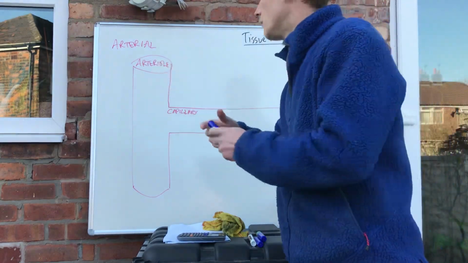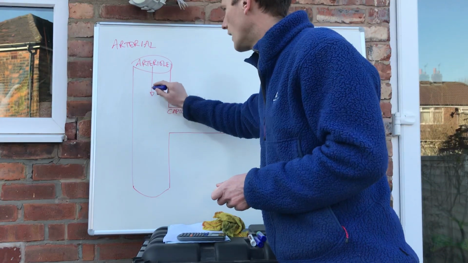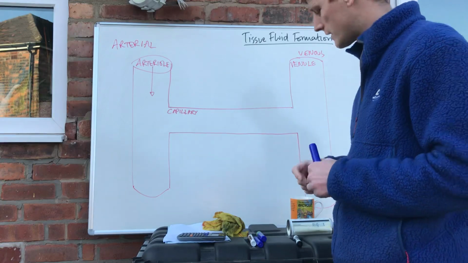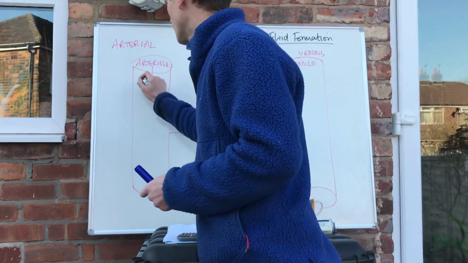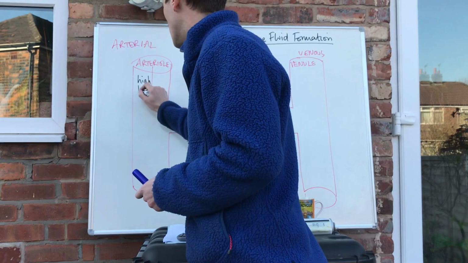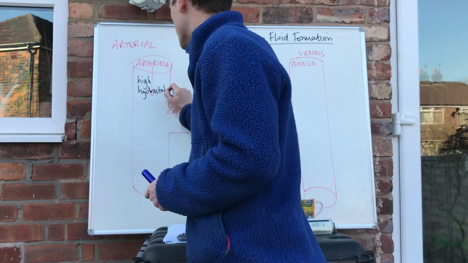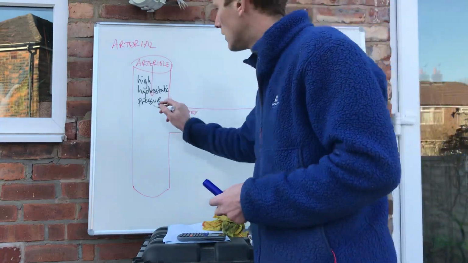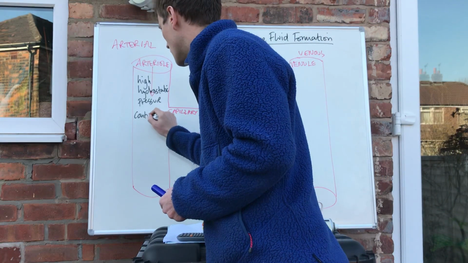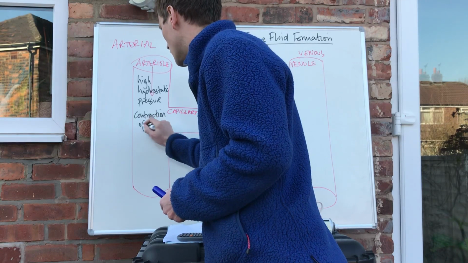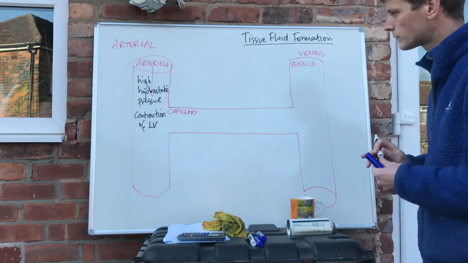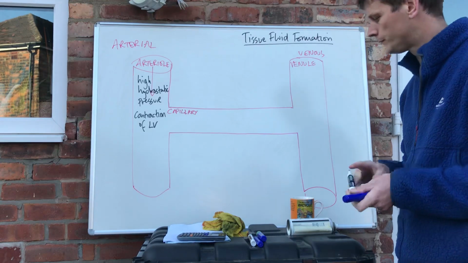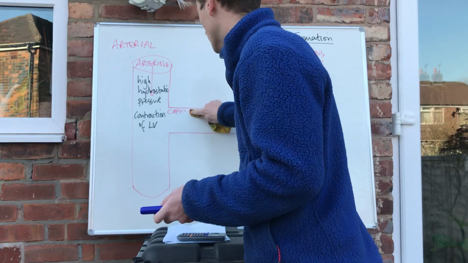So blood travels from the heart via the aorta and eventually into an arteriole, and that blood is under high hydrostatic pressure. And that high hydrostatic pressure is created by the contractions of the left ventricle. The blood travels via the arteriole to the capillary under that high hydrostatic pressure. I'm gonna rub that bit out there. We know this is the capillary now.